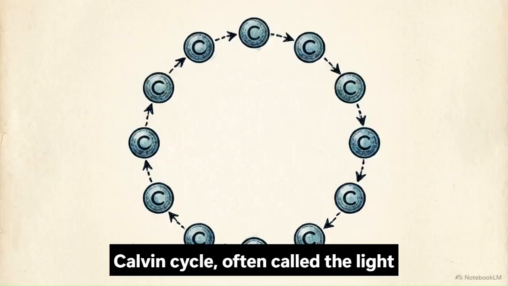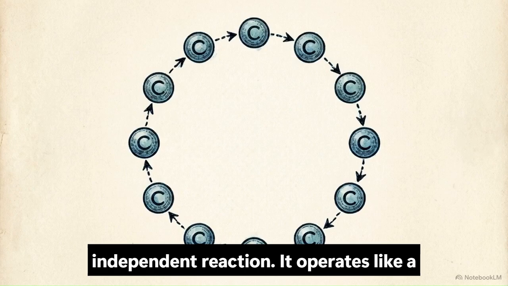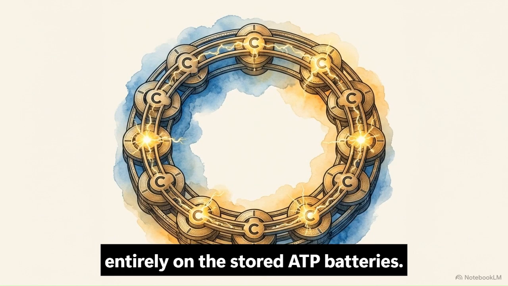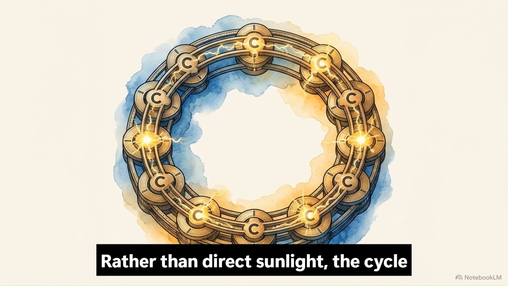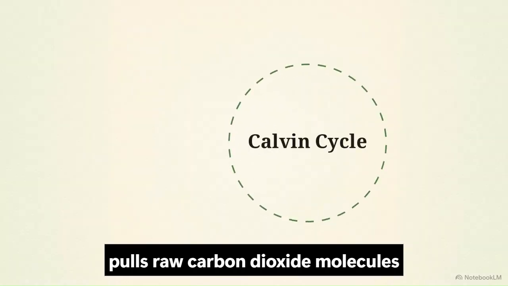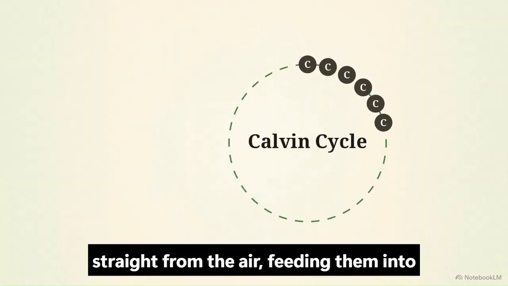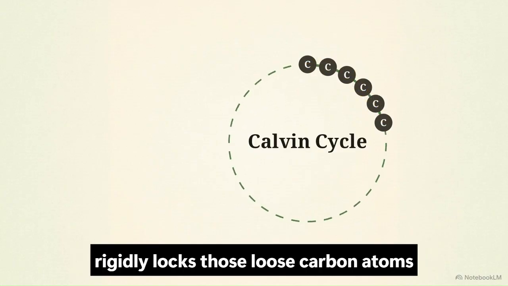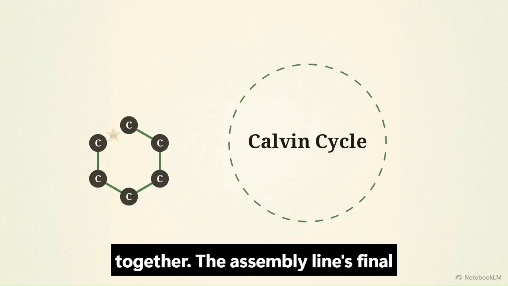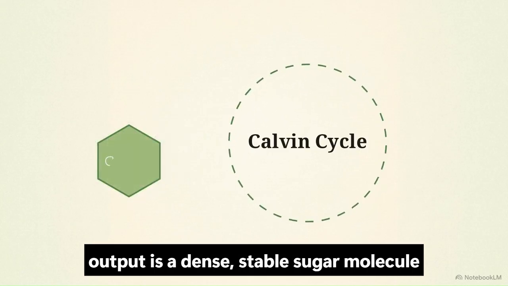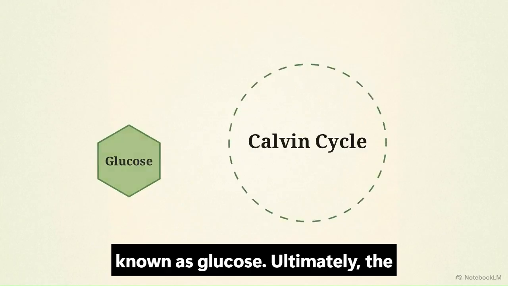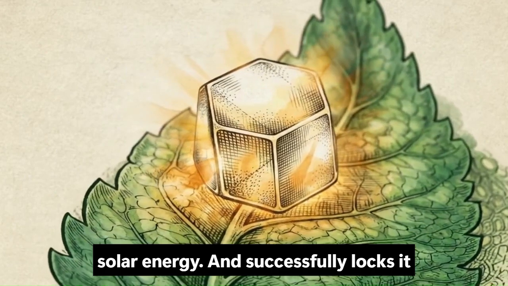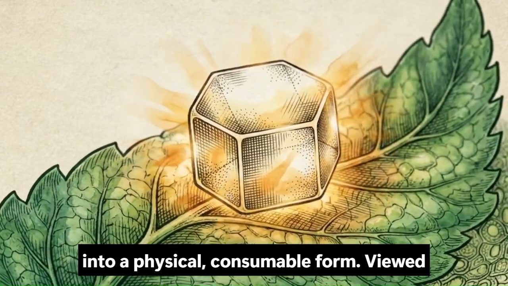This is the Calvin cycle, often called the light-independent reaction. It operates like a rhythm-driven assembly line, running entirely on the stored ATP batteries rather than direct sunlight. The cycle pulls raw carbon dioxide molecules straight from the air, feeding them into a continuous circular pathway. ATP energy rigidly locks those loose carbon atoms together. The assembly line's final output is a dense, stable sugar molecule, known as glucose. Ultimately, the Calvin cycle takes fleeting, intangible solar energy and successfully locks it into a physical, consumable form.